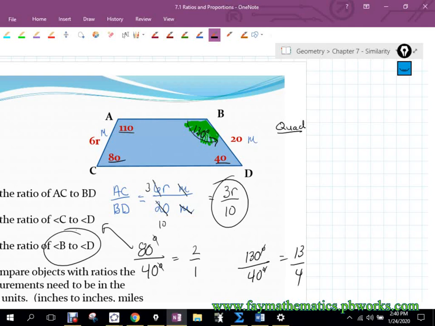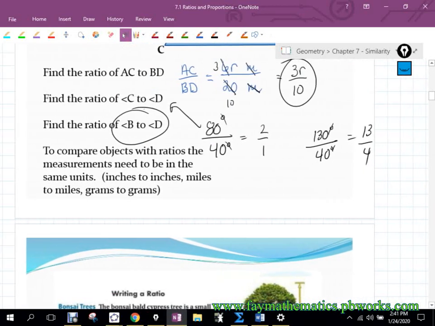Another way of thinking about it is if you take 13 of the smaller angle, 13 40-degree angles, and you take 4 130-degree angles, 13 of these will be the same number of degrees as 4 of those. That kind of makes sense? So that's the link between what that 13/4 is actually providing us. The argument, like I said, is that these are ratios because the units cancel.